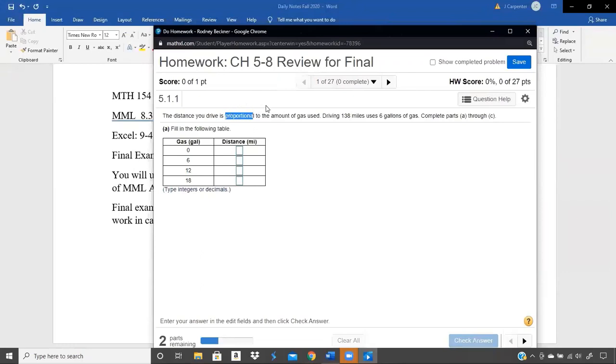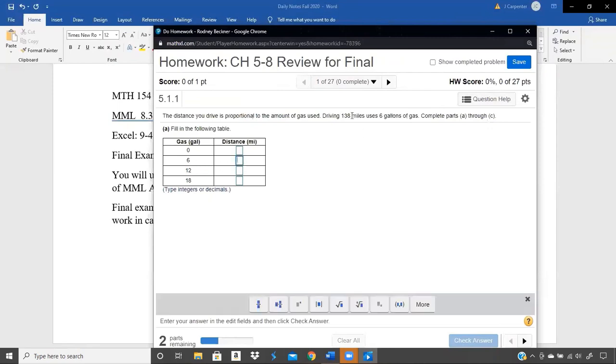So the distance you drive is proportional to the amount of gas used. This is assuming that we're driving at a constant speed. There's not going to be stop and go traffic, no lights, no quick acceleration. We always keep simple assumptions for problems like this. They say that driving 138 miles uses 6 gallons of gas, complete parts A through C. Well, for 6 gallons of gas, this one is very obvious, that would be 138 miles.